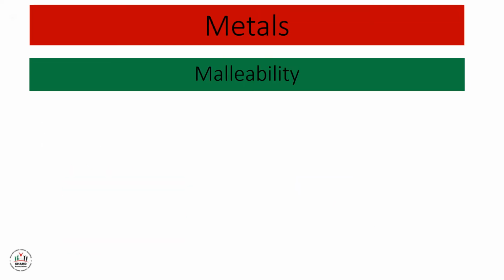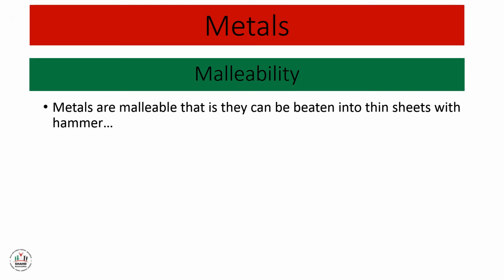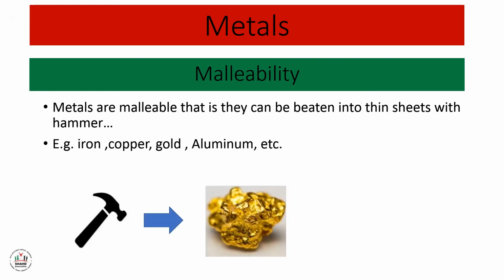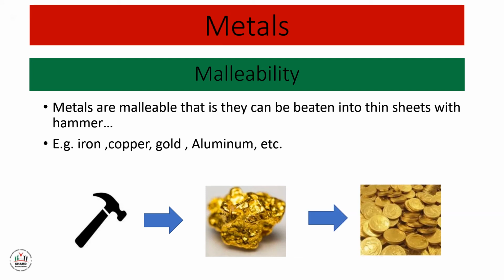Metals are also malleable. That is, they can be beaten into thin sheets with a hammer. For example, iron, copper, gold, and aluminium. In this process, the hammering of the gold block produces gold coins. Or the hammering of aluminium produces foils of aluminium.